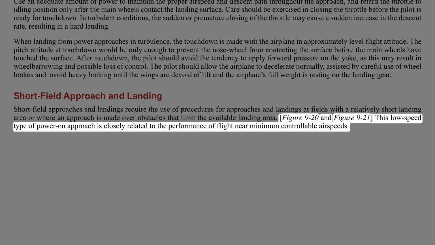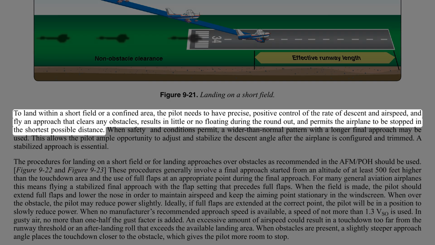This low-speed type of power-on approach is closely related to the performance of flight near minimum controllable airspeeds. To land within a short field or a confined area, the pilot needs to have precise, positive control of the rate of descent and airspeed, and fly an approach that clears any obstacles, results in little or no floating during the round out, and permits the airplane to be stopped in the shortest possible distance.